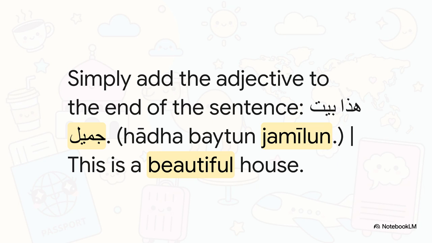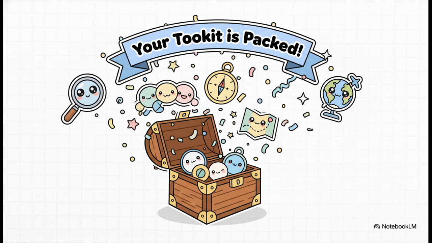Remember our very first sentence, hada baytun? This is a house? Well, to describe it, you just stick the adjective right on the end, so it becomes hada baytun jamilun. This is a beautiful house. The structure stays exactly the same. So simple, so elegant. And just like that, we're done. Your Traveler's Toolkit is officially packed.